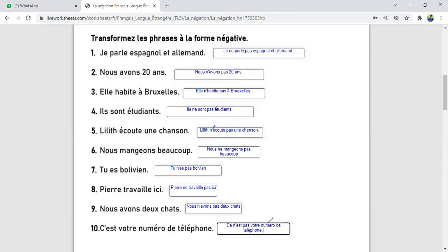Ce n'est pas votre numéro de téléphone. C'est votre numéro de téléphone, it's your telephone number. Ce n'est pas votre numéro. C'est votre numéro. This is your telephone number. C'est votre numéro de téléphone. Ce n'est pas votre numéro de téléphone. This is not your telephone number.